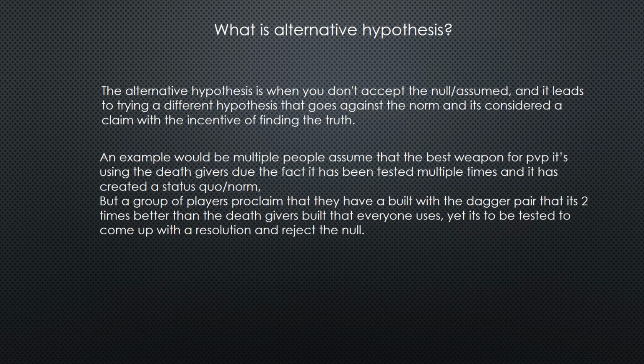What is an alternative hypothesis? The alternative hypothesis is when you don't accept the null, or assumption, and it leads to trying a different hypothesis that goes against the norm, and it's considered a claim with the incentive of finding the truth.